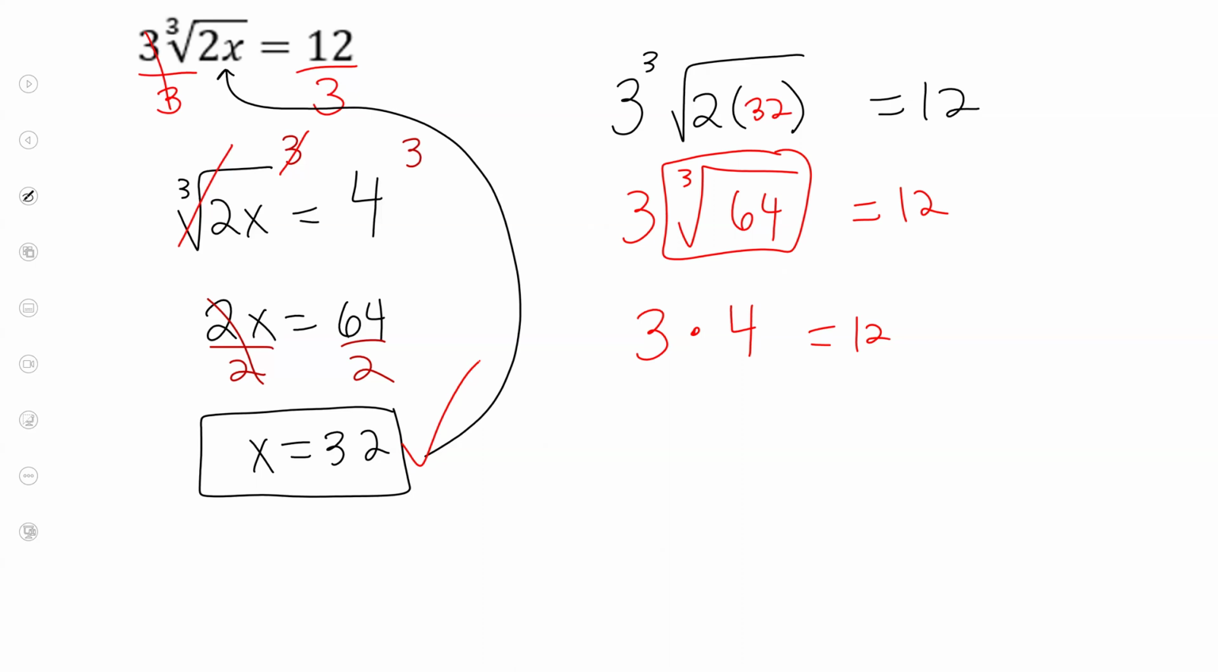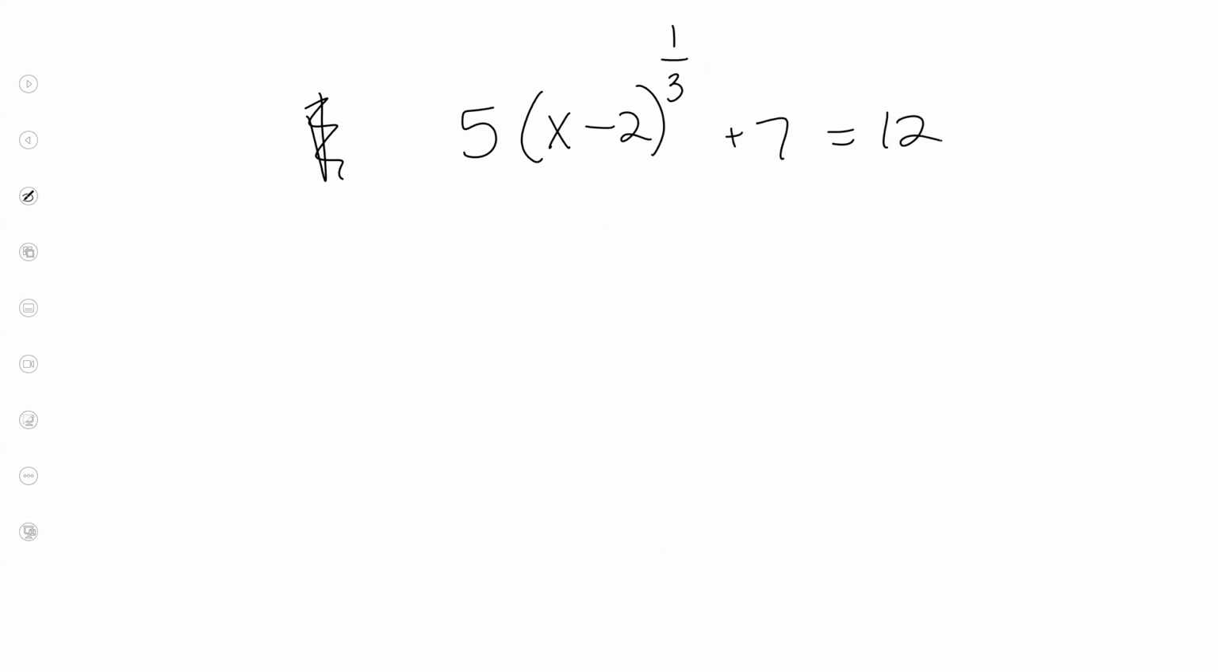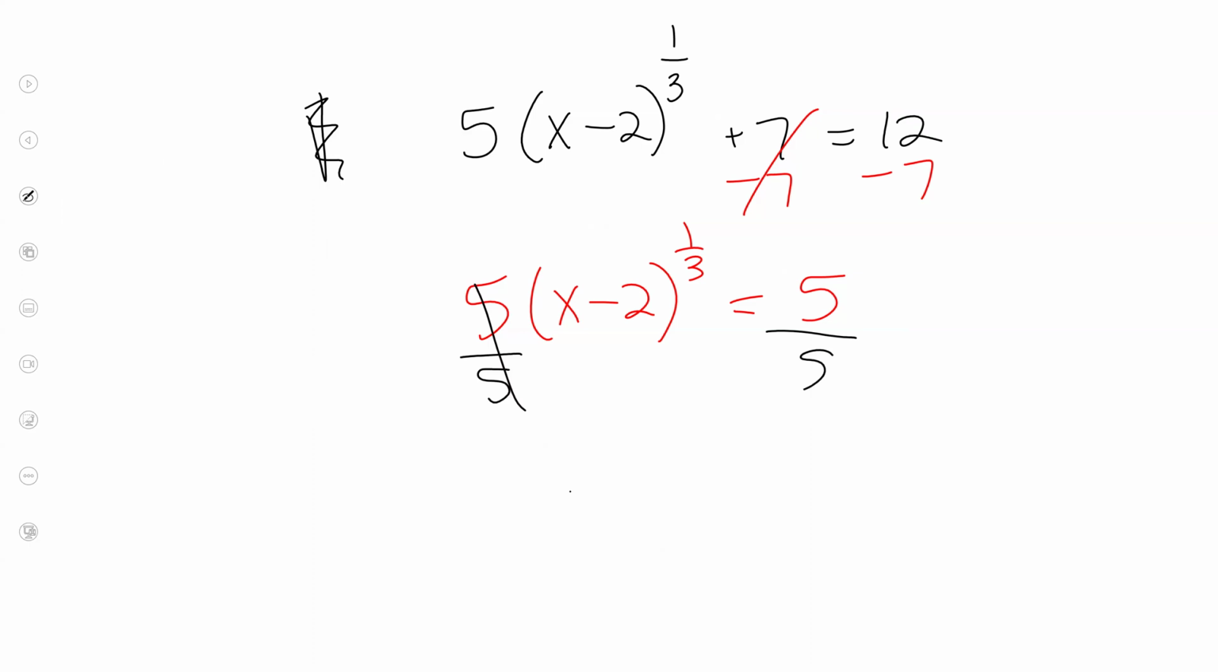Okay, one more example, and I'm just gonna come up with it off the dome. I'm not gonna give you a square root. I'll say 5x minus 2 to the 1/3 plus 7 equals 12. What do I do first? Subtract 7, good. So I get 5x minus 2. 12 minus 7 is 5. What do I do now? Divide by 5, good. I get all of this equals 1.